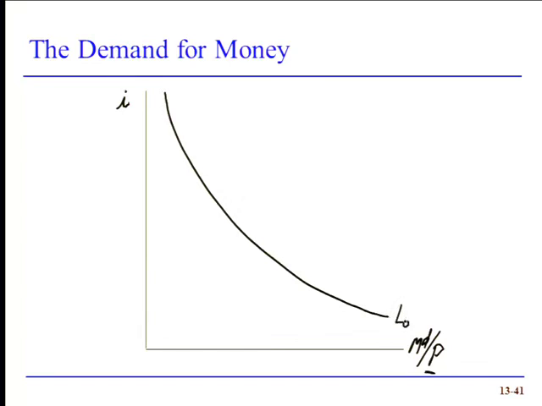Now, it's important to remember that there's also a transactions demand for money. So when we draw this demand for money curve, or this liquidity preference curve, we should actually identify what the level of real economic activity is. So what this says then is, if the nominal interest rate is at I0 and income is at Y0, then the demand for real money balances, or liquidity preference, will be at L0.